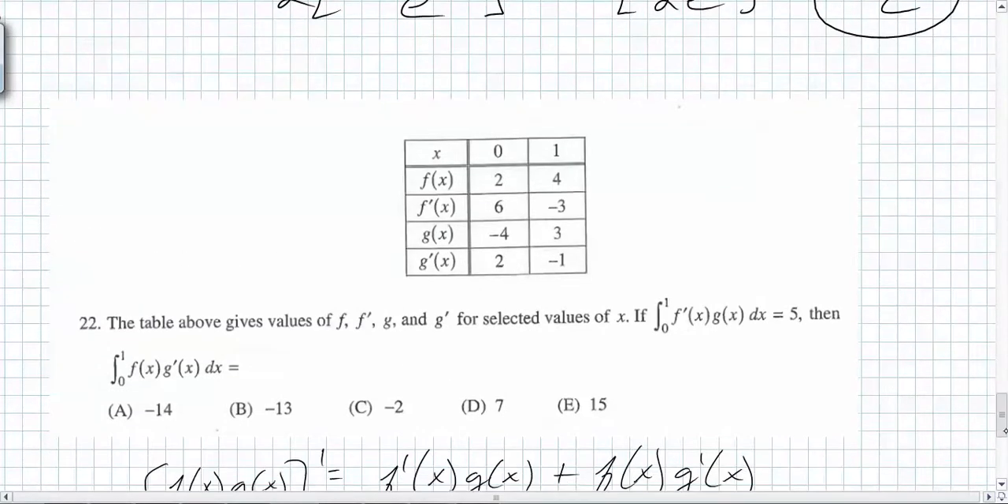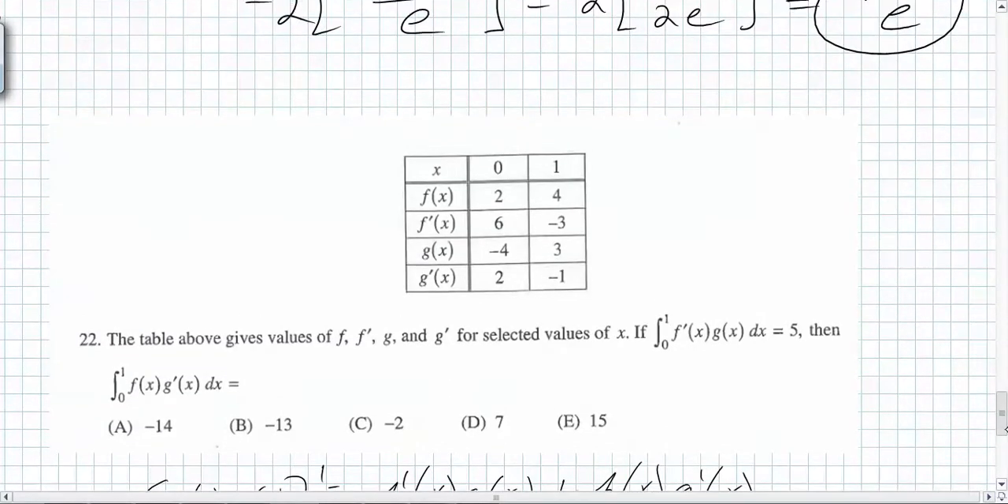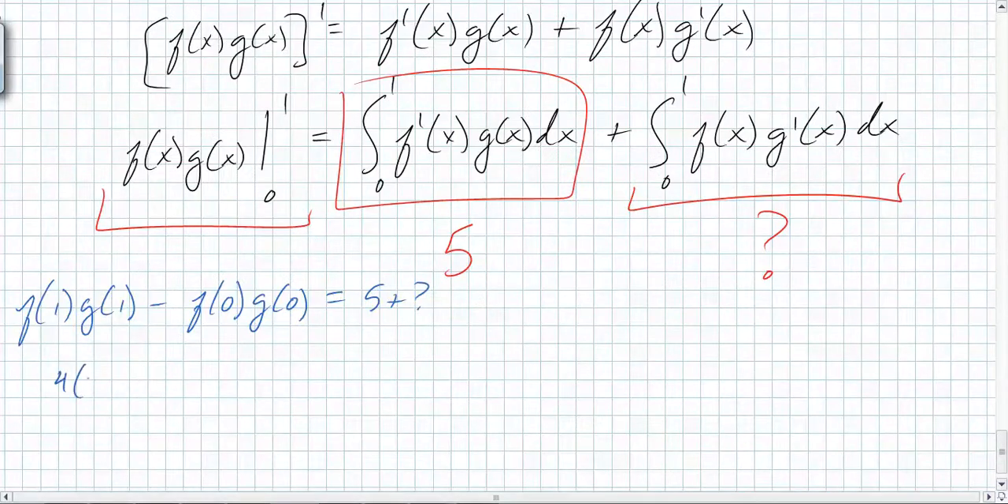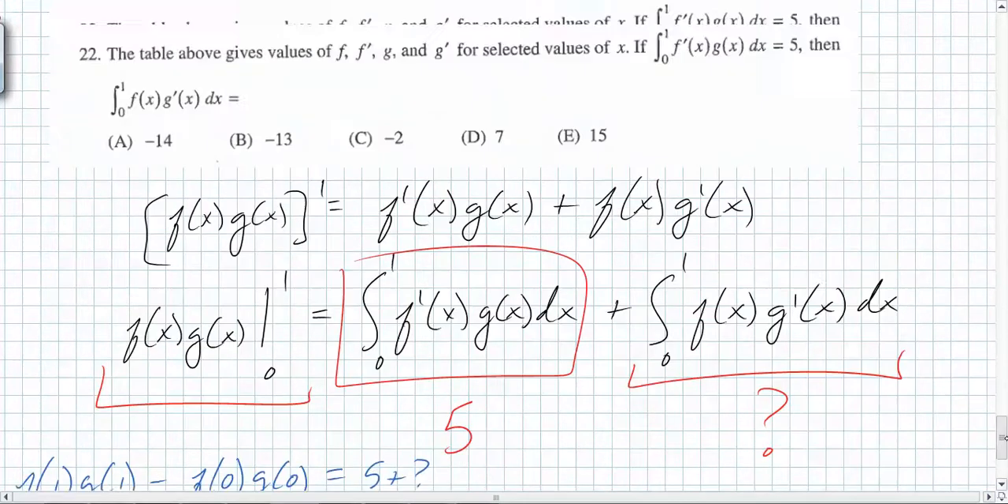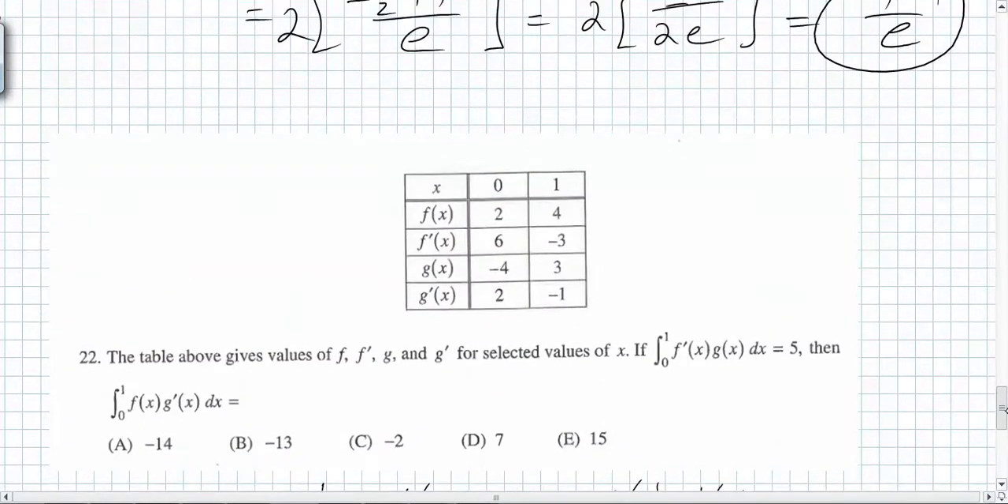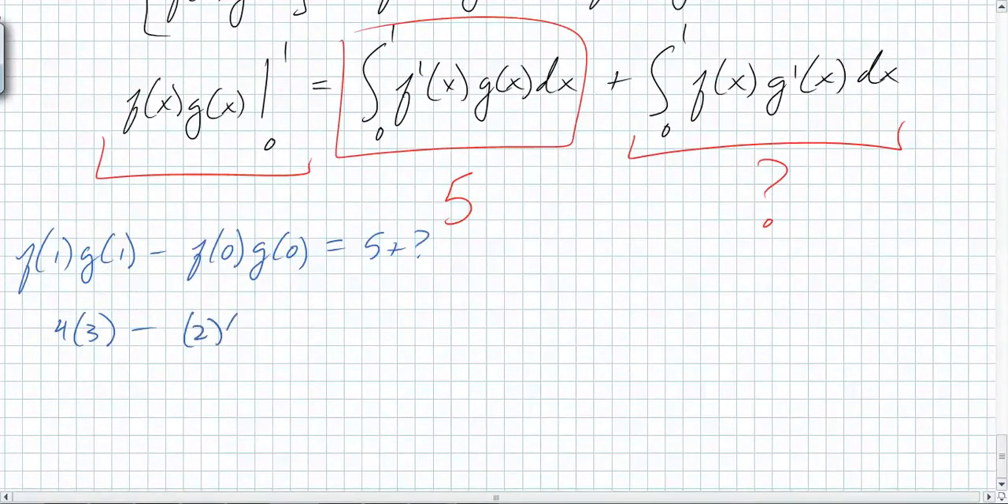Now you use the chart. f of 1 and g of 1, what's that? 4 and 3. And f of 0 and g of 0, what's that? 2 and negative 4.